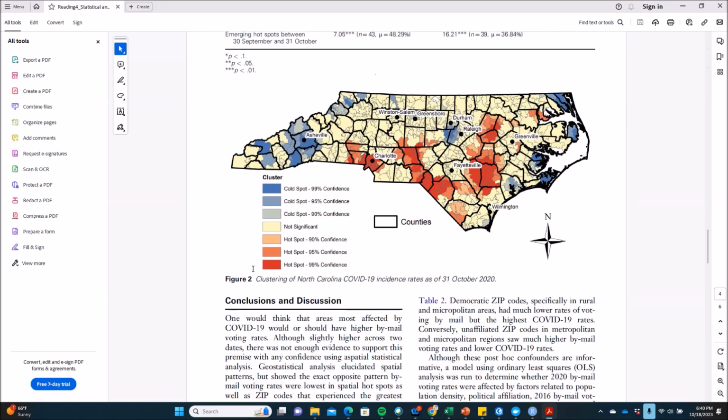I listed them from highest to lowest and said, I'll take this batch, which is the lowest, and this batch, which is the highest, and see if there's a difference between by-mail rates. Next, what's this? This is spatial. So I looked for the by-mail rates in all the red versus all the blue.